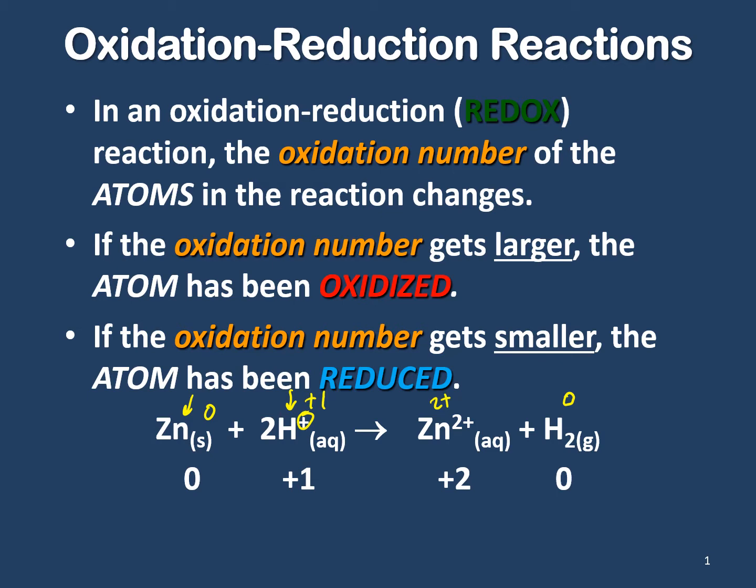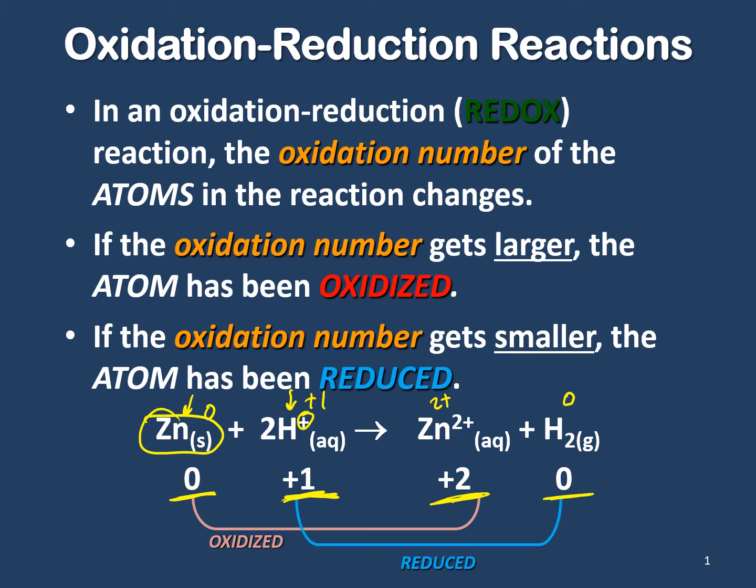These numbers allow me to determine what was oxidized and what was reduced. We can see that the zinc here went from 0 to +2. This is an increase in its oxidation number, and therefore zinc was oxidized, right? Specifically, zinc solid was oxidized. At the same time, H+ went from +1 to 0. That is a smaller oxidation number, right? It decreased. This means that that hydrogen ion, H+, was reduced.